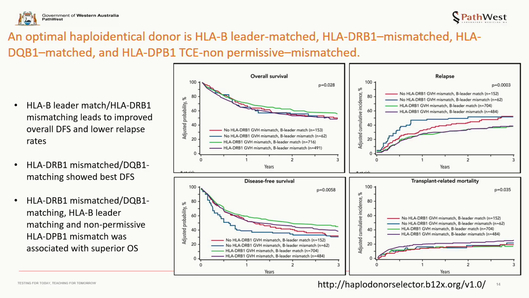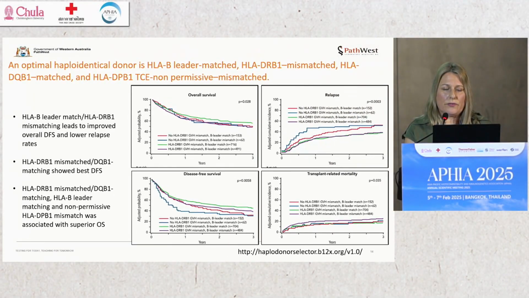They reported that the optimal haploidentical donor was therefore matching at the B leader and mismatching at DRB1, which showed an additive effect, leading to improved disease-free survival and lower relapse rates. In terms of DR, due to the linkage disequilibrium, most transplant pairs were mismatched at both DRB1 and DQB1, with DRB1 mismatch, DQB1 match patients showing the best disease-free survival. Additionally, HLA-B leader matching combined with a non-permissive DPB1 mismatch was associated with superior overall survival.